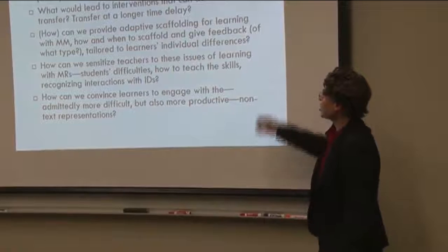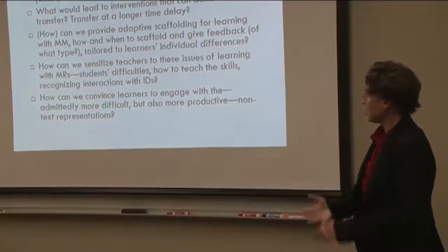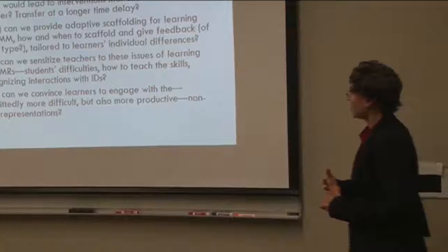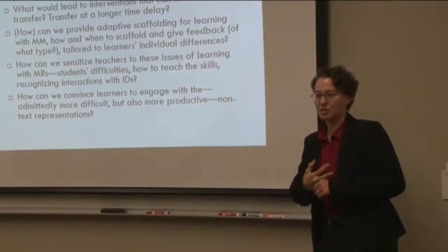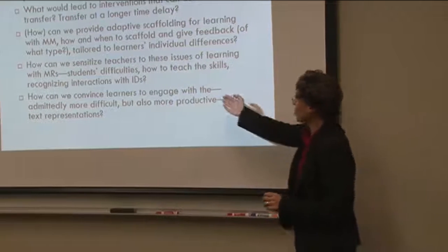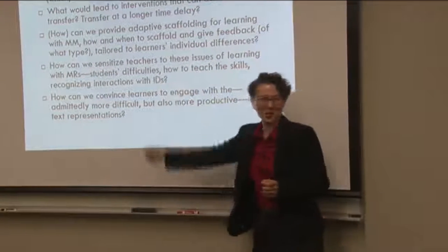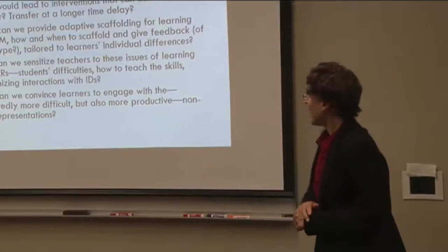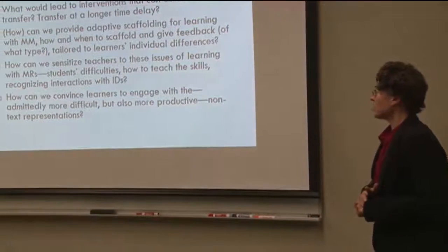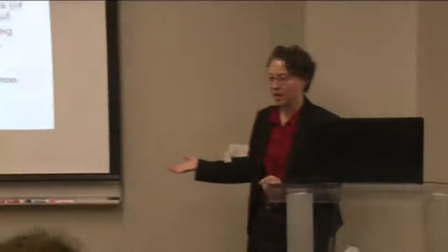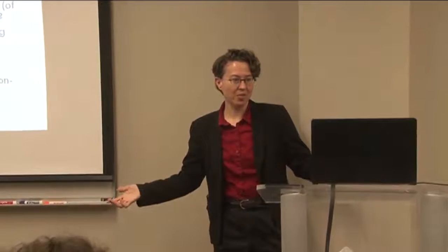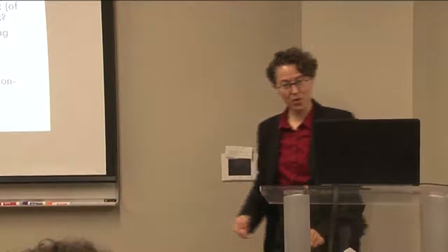How can we sensitize teachers to these issues, that students have difficulties, how to teach the skills, and maybe recognizing the risks of teaching these skills in certain ways, given that nobody's going around testing the spatial skills of their students, right? And then how can we convince learners to engage with these non-text representations that are on the one hand more difficult, but on the other hand, the payoff is big. So for those of you who are writing the big term paper, aka the dissertation, these would be great questions.